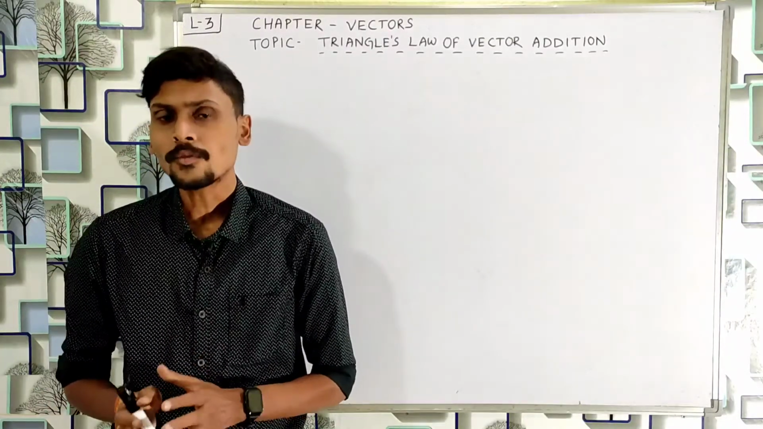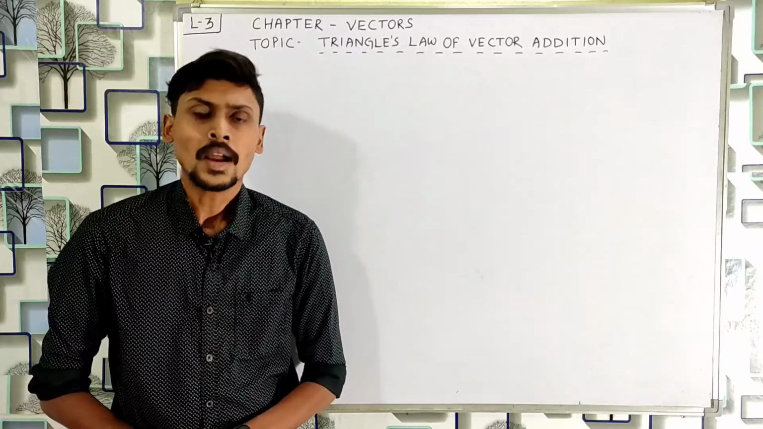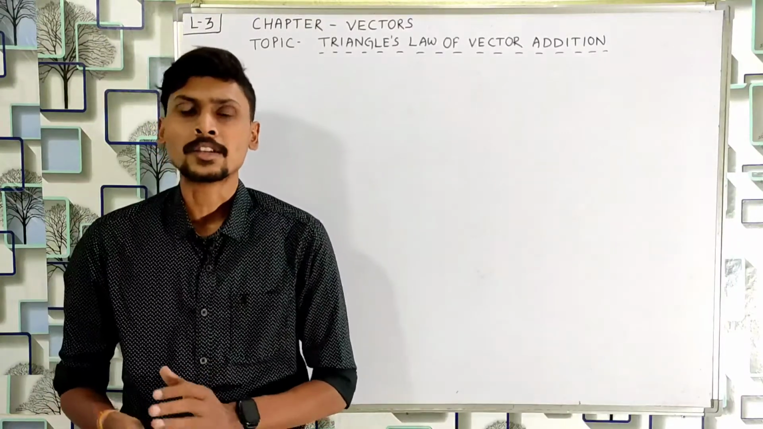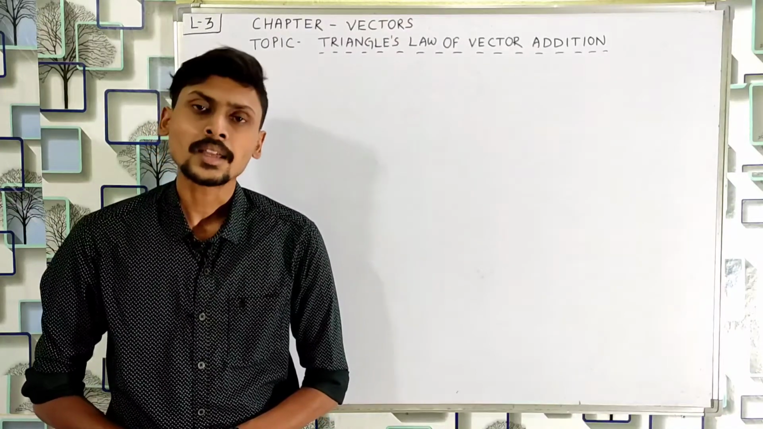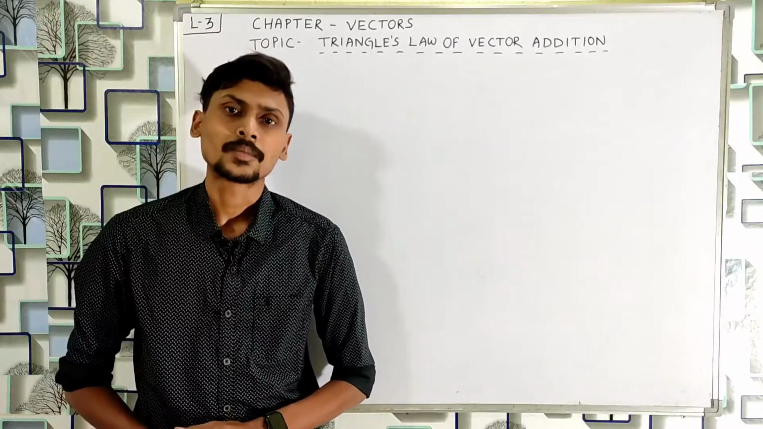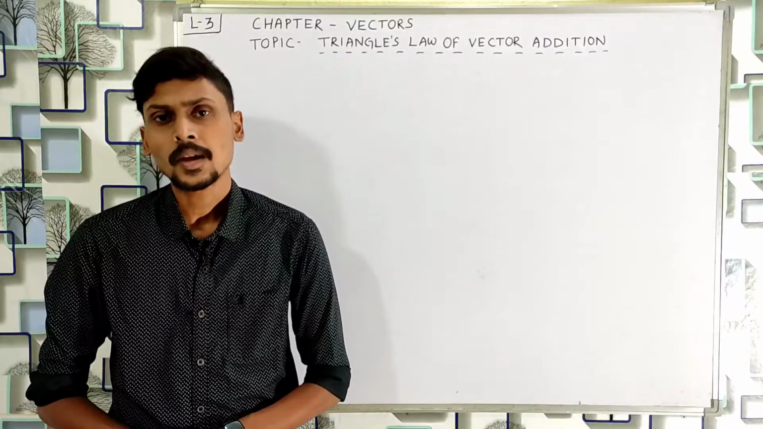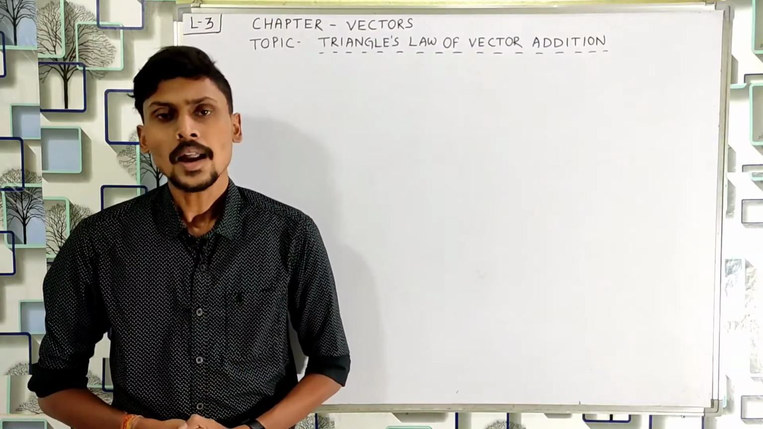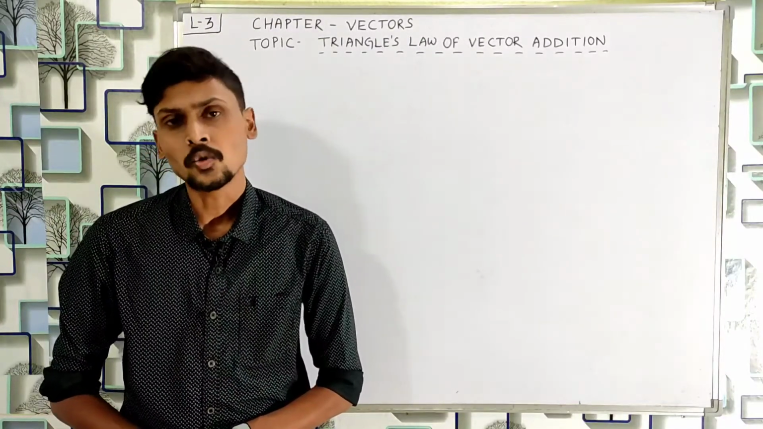But addition of two vectors is different from addition of two scalars. Addition of two vectors does not mean addition of their magnitudes only. So while adding two vectors, we have to take into consideration both the magnitude as well as direction. First we will discuss how to add two vectors, and then how to add multiple vectors. And remember that there are two different laws to add two vectors.